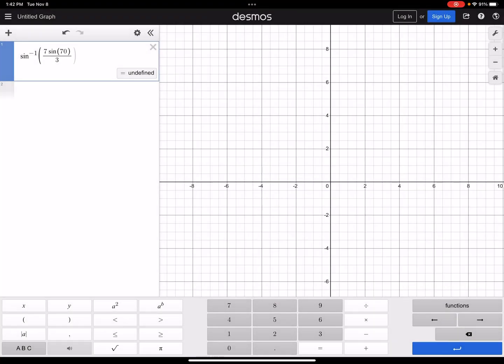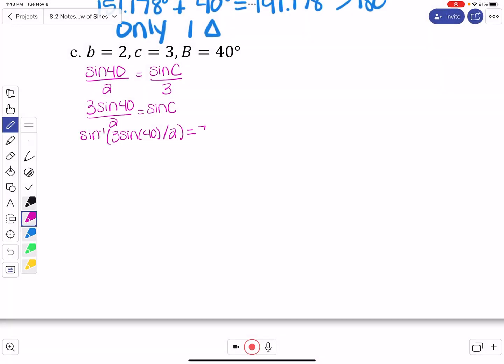Okay, so if I just change up my numbers here, I have 3 times sine of 40 divided by 2. So I get 74.619 degrees. So this is C.